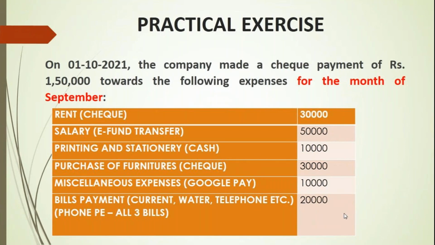Now, against it, I've also given the amounts, and most important, I have also given you the different modes of transaction type. The rent has been paid by way of check, salary through an e-fund transfer, printing and stationery by cash, purchase of furnitures by check, miscellaneous expenses by Google Pay, bills payment, that is current bill, water bill and telephone bill, by PhonePe, all three bills for 20,000. So how do we put this up in one particular voucher? Okay, so let's go for it.